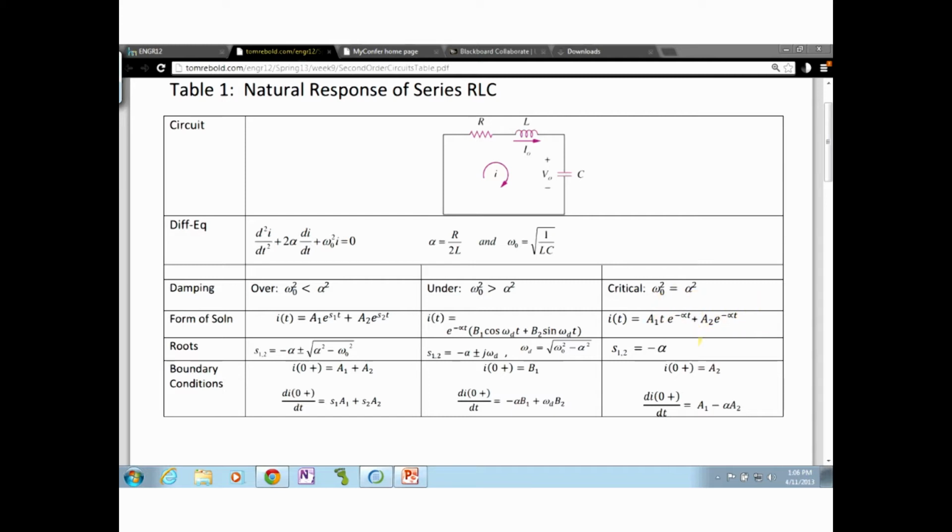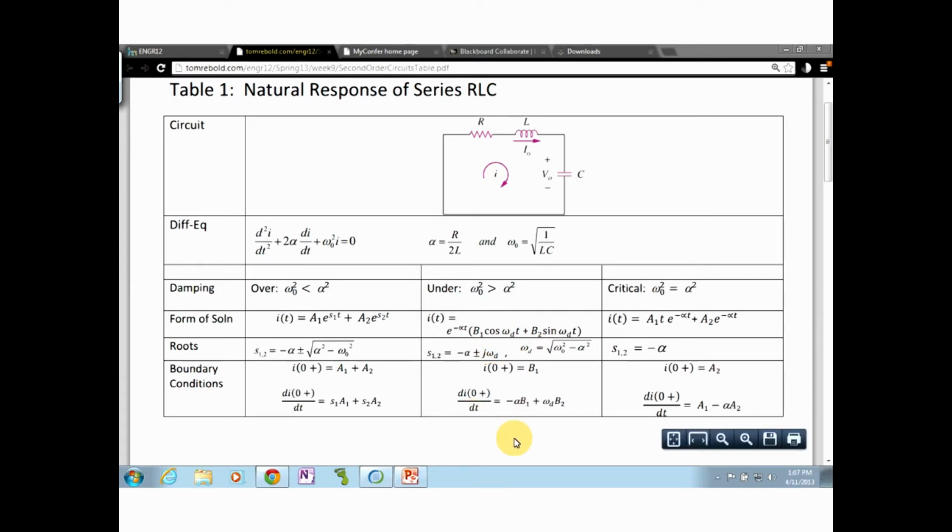So I'm not explaining this too much, but basically these are the different forms of the solutions. In order to actually get the exact solution, you have to choose the B1 and B2 if it's underdamped, or the A1 and A2 if it's overdamped, so that the boundary conditions are met: the initial value of the current is correct, and the initial slope of the current is correct on your solution. So B1 and B2 will actually be pinned down to make sure that it meets your boundary conditions.